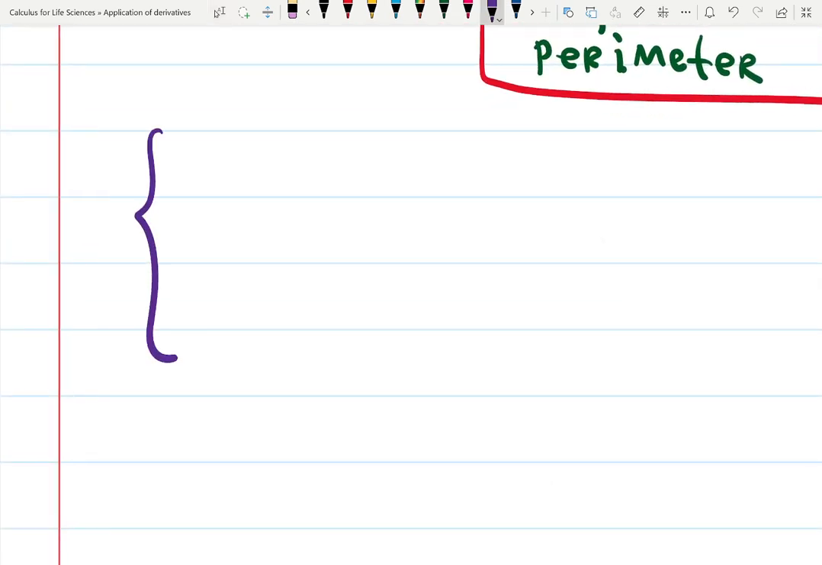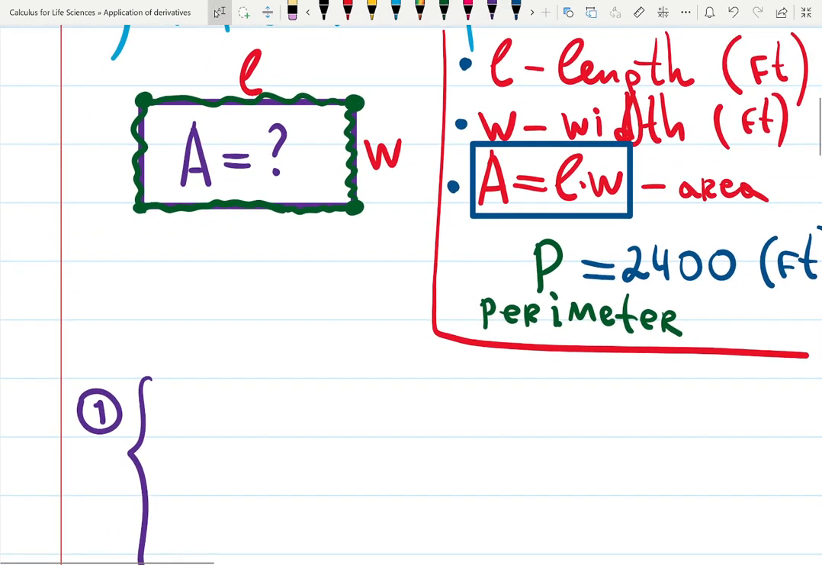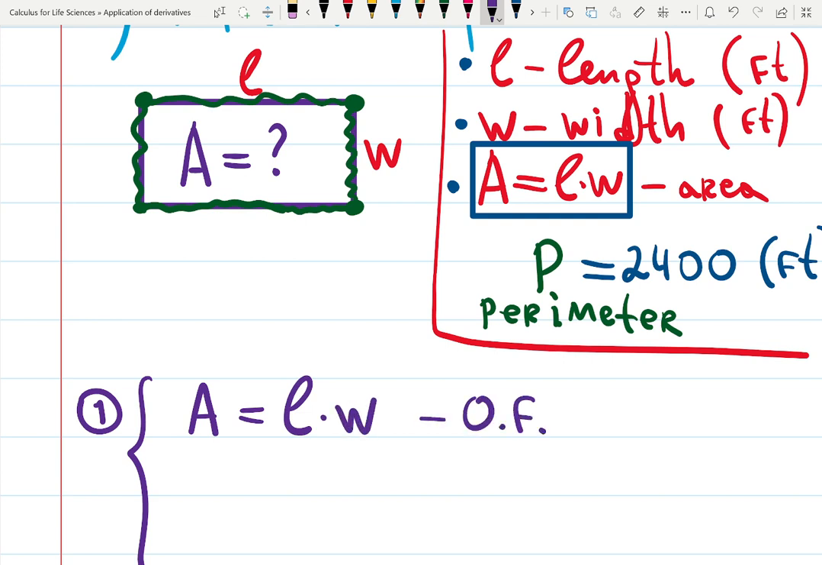So we're going to have a system. The first equation is my objective function. What do we need to optimize here? Do you remember what we're doing? What are we optimizing? Area. Area, which is length times width, is my objective function. And specifically, we want to maximize it.